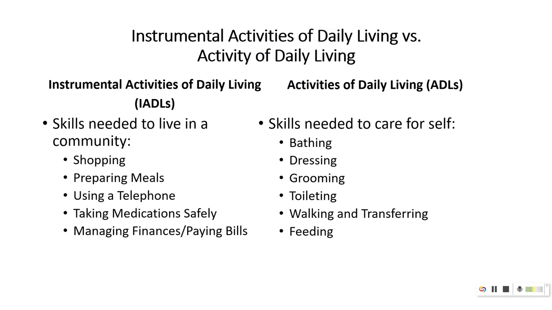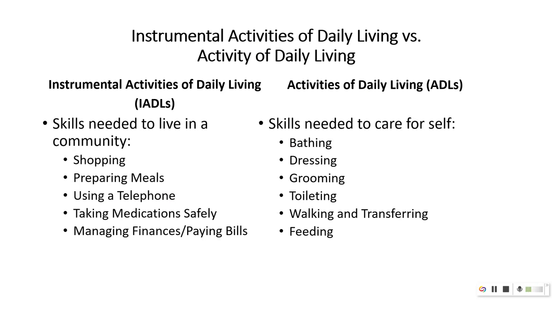So let's look a little bit more at what the instrumental activities of daily living are versus the activities of daily living. On the left side are the instrumental activities of daily living, the skills that we need to live in a community or live in our house independently. Can we go out and do our own shopping? Can we prepare our own meals? Are we able to go to the store to figure out what foods we need to prepare that meal? Can we use a telephone? Do we know how to call out? And are we able to recognize that the phone is ringing and that we would answer it?